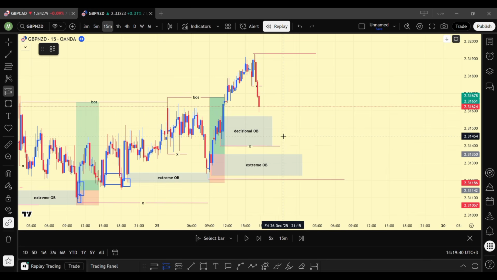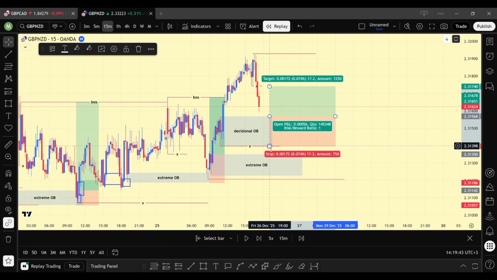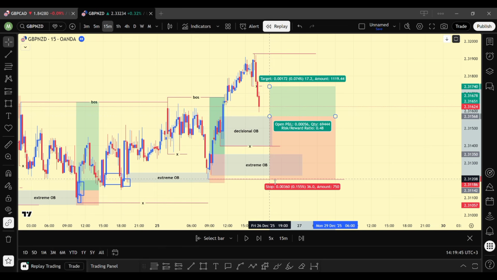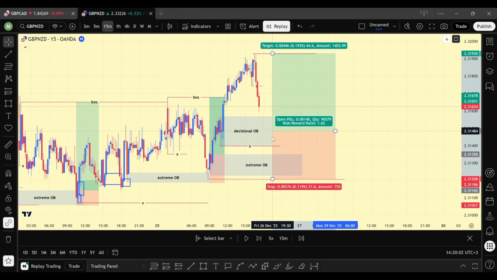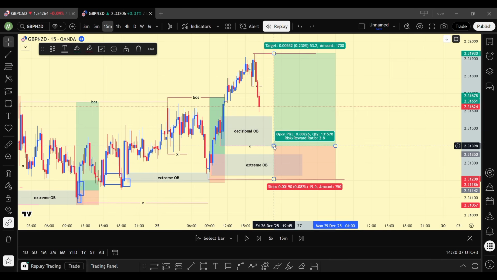If I place a buy limit order at this decisional OB, of which it is, if you want to not miss this trade, of course you'll need to place it on the decisional OB, but this will give you an unreasonable risk to reward. You can clearly see that, of course, our target is there. You can clearly see that this will give us a 1:1. For me, a 1:1 is unreasonable, so I will place my buy limit order on the engineering liquidity. This will give me a 2.8, and that is reasonable to me.